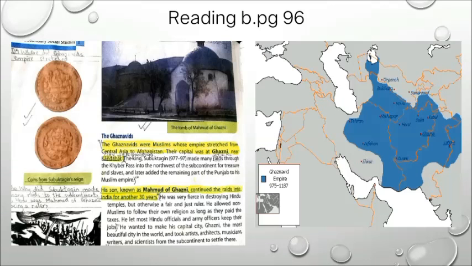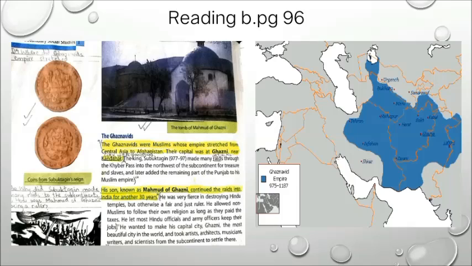Now here you can see I have displayed book page number 96 from chapter number 21. On the right-hand side you can also see a map. If you see the key of the map, this blue part, this whole region, shows the Ghaznavid Empire. Moving to our reading. Before reading, I want to mention it again. You have to highlight the lines that I have highlighted here because they are important for your objective preparation.